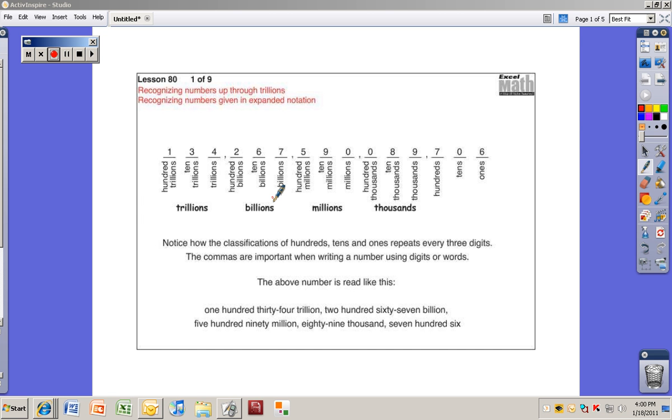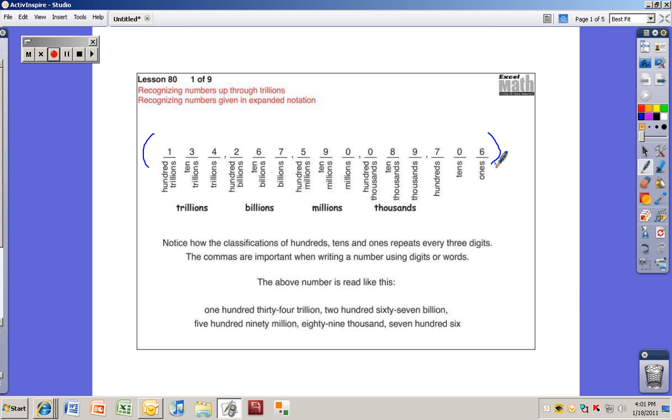All right, here's 5th grade Excel, lesson number 80. Recognizing numbers up through trillions and recognizing numbers given in expanded notation. You need to understand expanded notation and numbers up to the trillions place by the time we're finished with this lesson. All right, here is a big old giant number right here.